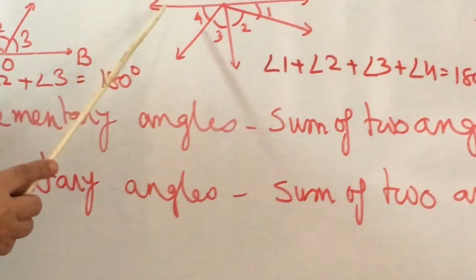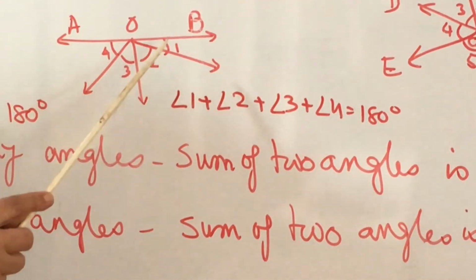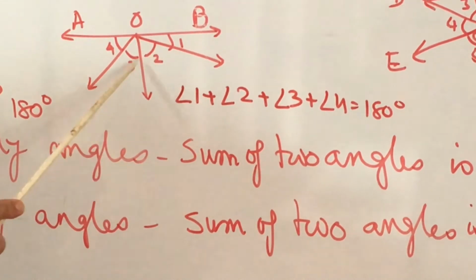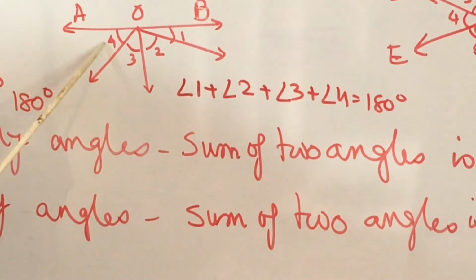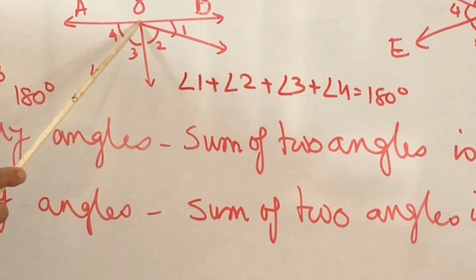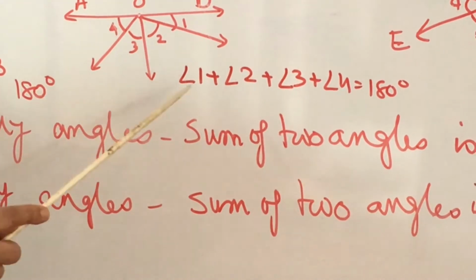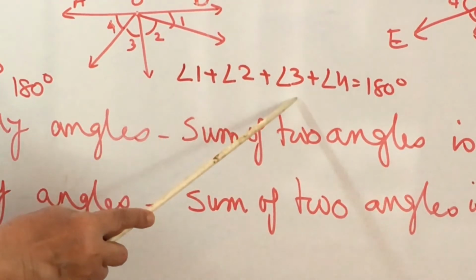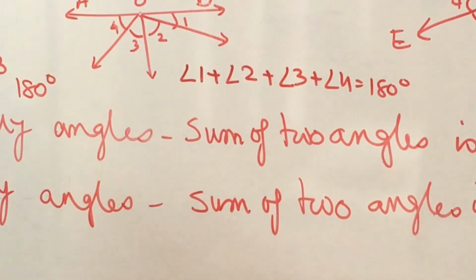In the next diagram, again I have a straight angle, and this time I have drawn four angles. Angle 1, angle 2, angle 3, angle 4 with a common vertex O. The sum of all these four angles, that is angle 1 plus angle 2 plus angle 3 plus angle 4, will be equal to 180 degrees.